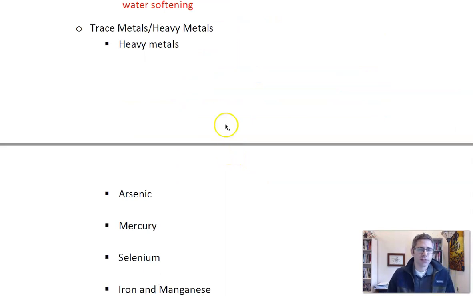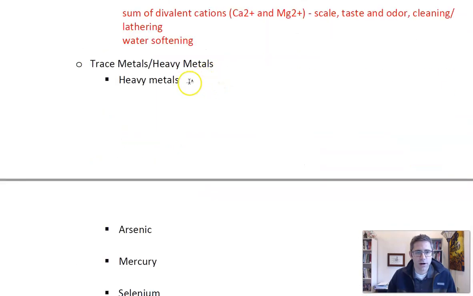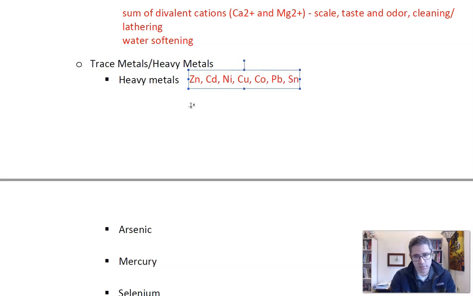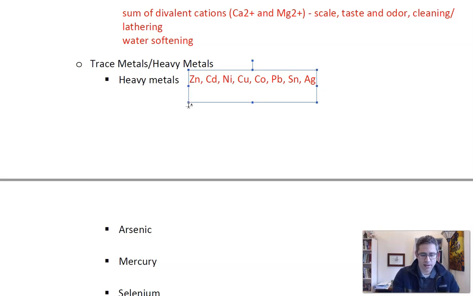So, moving on, trace metals or heavy metals. When we're talking about heavy metal, we're not talking about hard rock. We're talking about things, generally we're referring to things like zinc, cadmium, nickel, cobalt, copper, lead, tin, and silver is a good initial list. These are things that are generally toxic to humans or wild aquatic life.